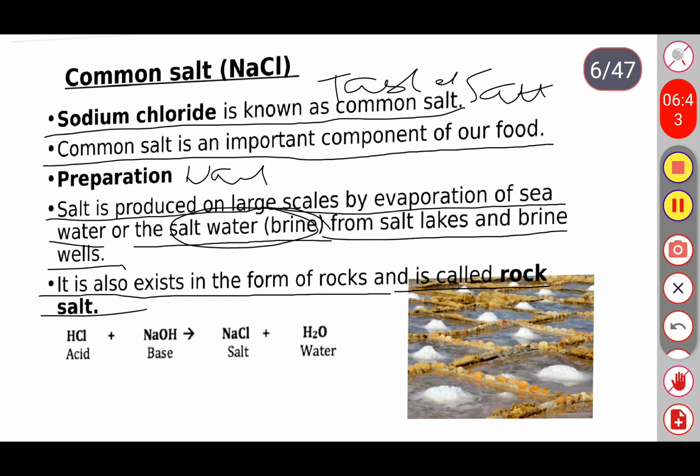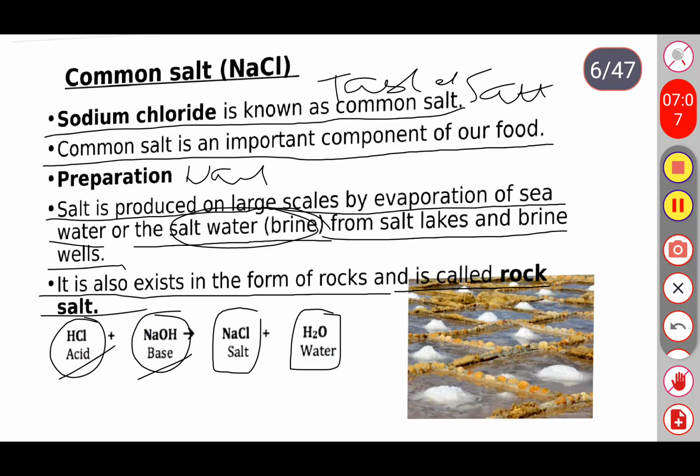So by taking two compounds, HCl, hydrochloric acid, and NaOH, sodium hydroxide. HCl is the acid and NaOH is the base. By taking these two compounds, we can easily form a salt, that is NaCl, sodium chloride, along with one more product that we get here, that is water. Water is one of the most important products we obtain from this reaction.